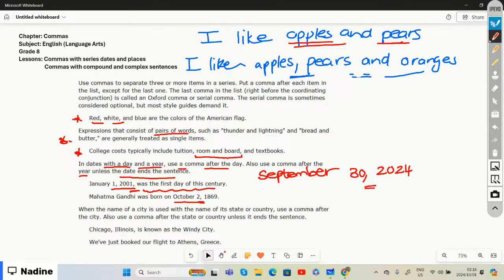All right. Also, when the name of a city is used with the name of its state or country, we need to use a comma after the city. We also need to use a comma after the state or country unless it ends the sentence. So if there are more words added afterwards, then of course we need to add a comma. But if not, we just end it with a period.